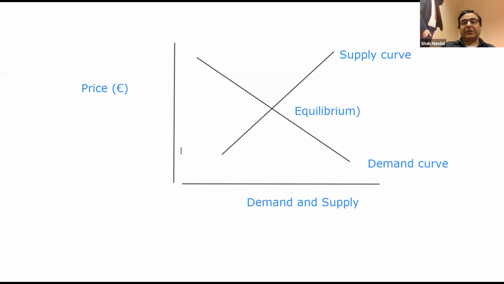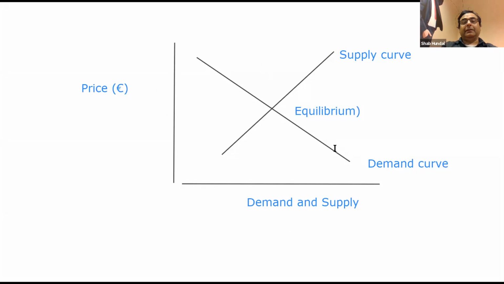So as the price goes up, the demand goes down. And as the price goes down, the demand goes up. It's very logical. If the price of something is expensive, you buy less of it. And if the price of something is going down, then you buy more of it.